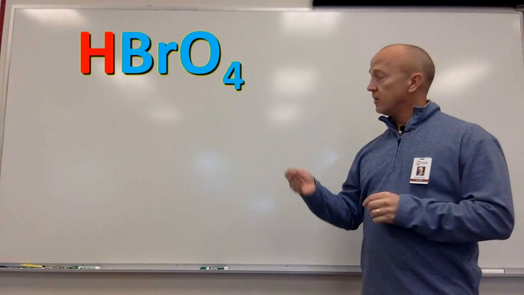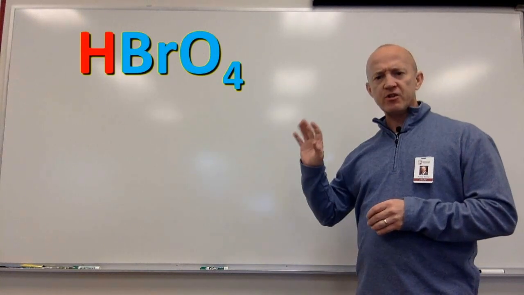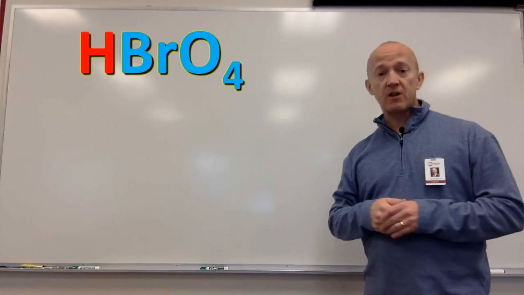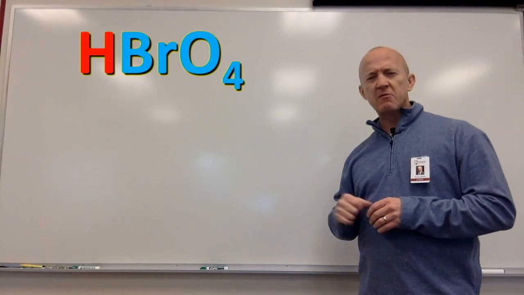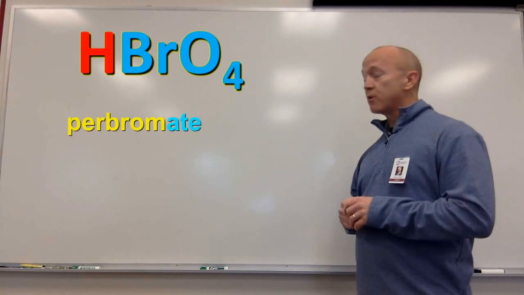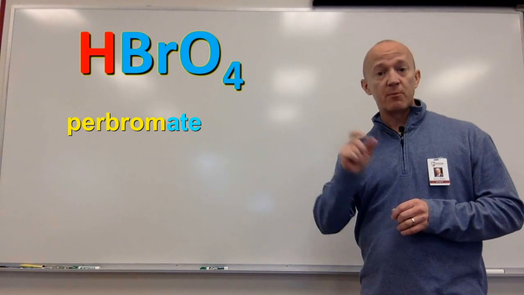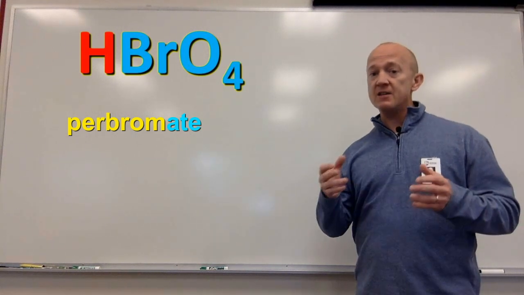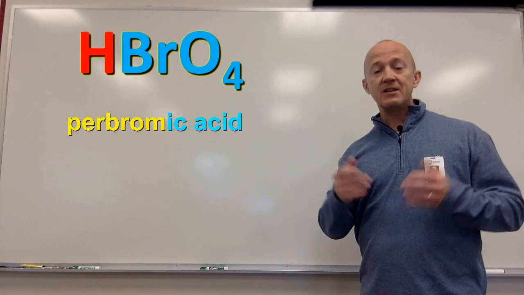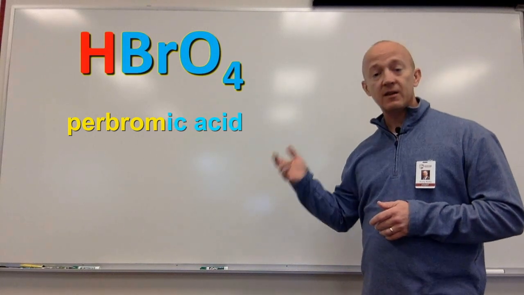Let's try another one. Here's HBrO4. We know not to use the hydrogen, so BrO4 is our oxyanion. What's the name of BrO4? Right, perbromate. So we have an ATE ending on perbromate. That means the acid name will end in IC. Therefore, this is perbromic acid.